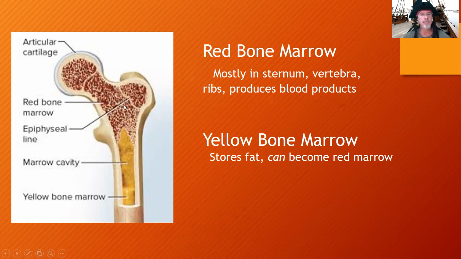Inside the bone, and we covered a lot of this last year when we were talking about red blood cell production, this is where your blood is produced. Now you'll have more yellow bone marrow near the center of the bone, and you'll have more red bone marrow near the ends of the bone. And this is where the main blood production takes place, in the red section here.